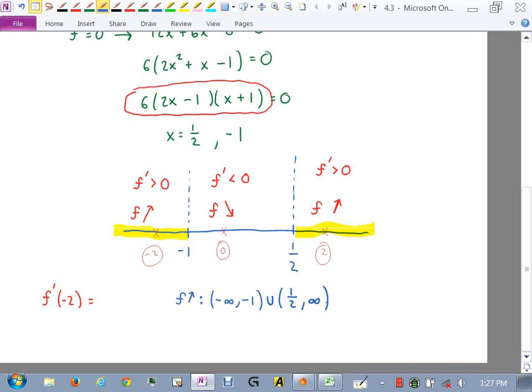That's where it's increasing. How about where it's decreasing? Where to where? That's happening in here, right? -1 to 1/2.